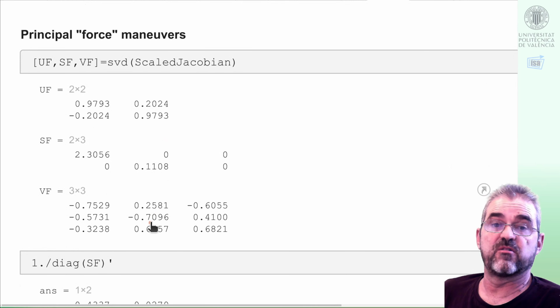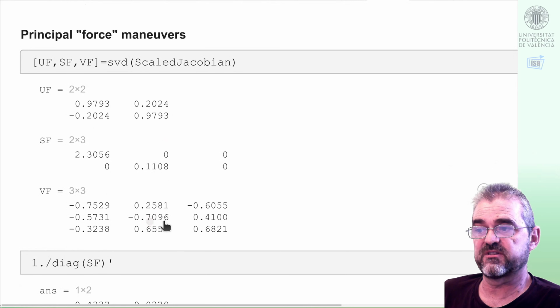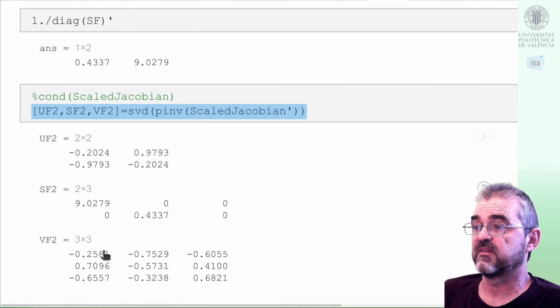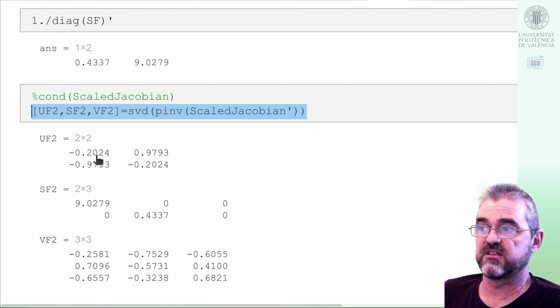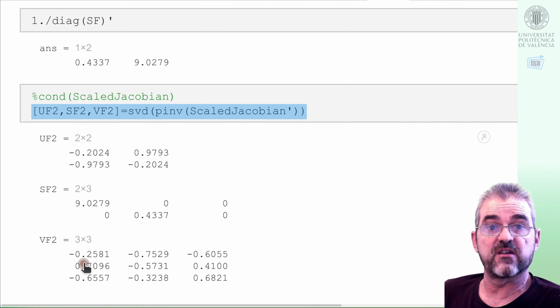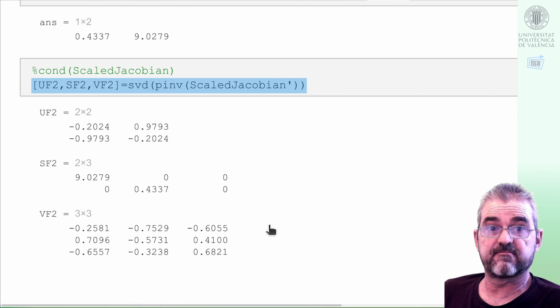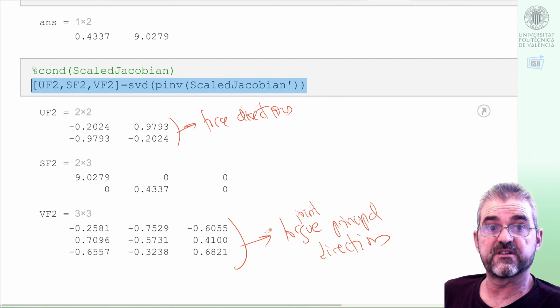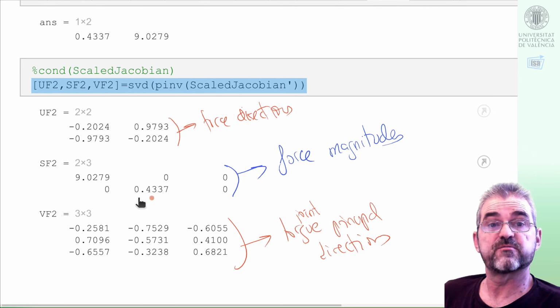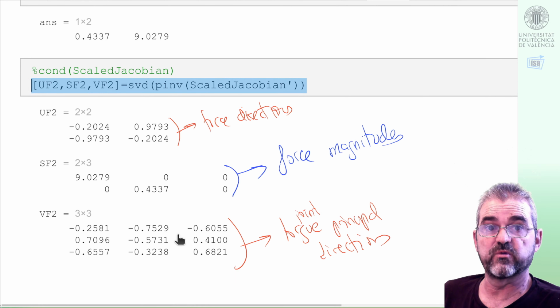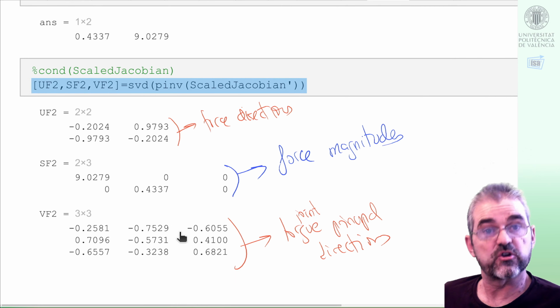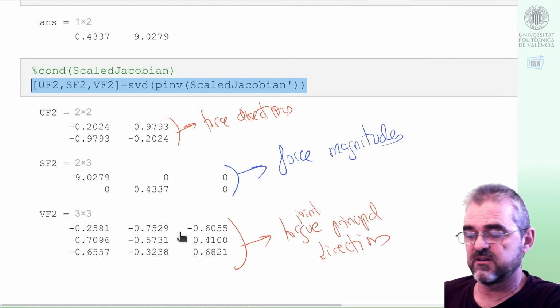And of course, this column of V, 0.25, minus 0.7, 0.65, is exactly the same as we see here, but of course with change sign, because if it changes the sign of U, it must change sign of V to keep the gain being positive. So the thing is that with this pseudo-inverse, we get the force directions, we get the joint torque principal directions, and the principal force magnitudes in the same SVD decomposition instead of the inverse force we got before. But okay, as I said, this is cosmetic, so we end the video here.